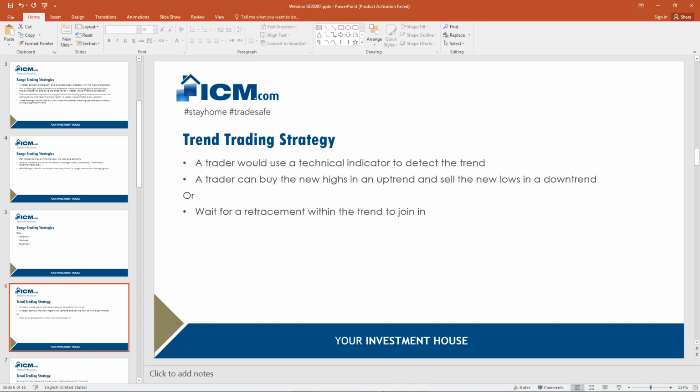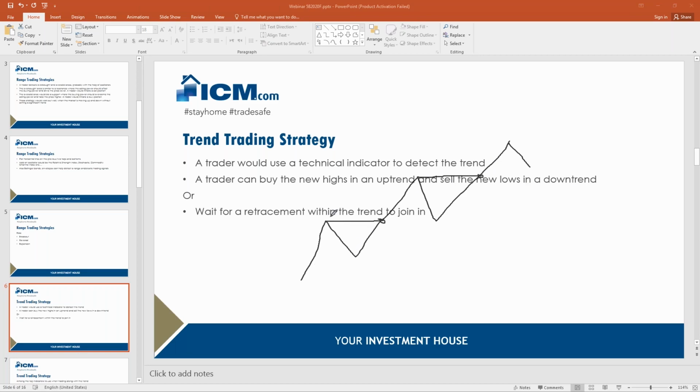A trader can buy the new highs in an uptrend. So we know, for example, that the trend could look like this. We have certain waves up and corrective waves down. So if the market was moving up and then it went lower, a trader would set a buy stop here, for example, and the market went up, and also here it is the same. So a trader can buy a new high in the market and the market would move higher, or a trader would have to wait for a retracement.